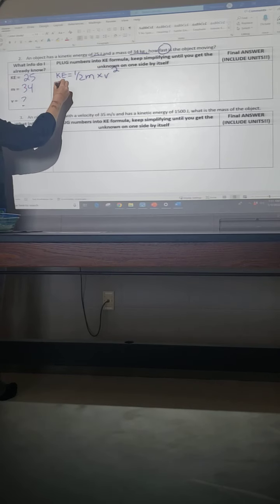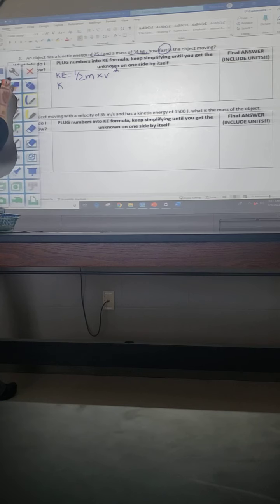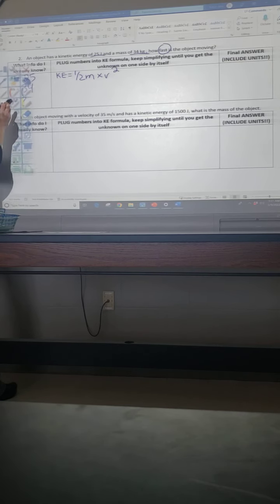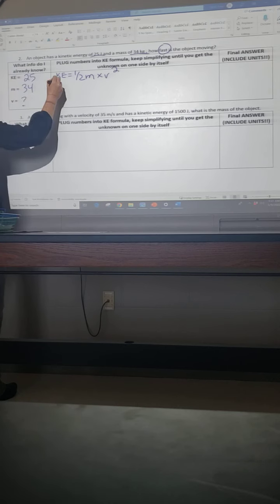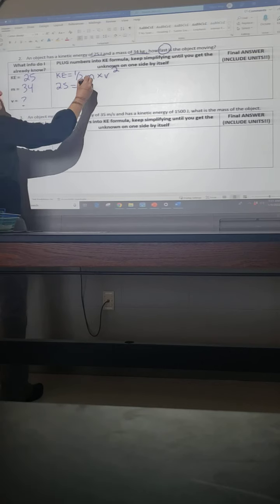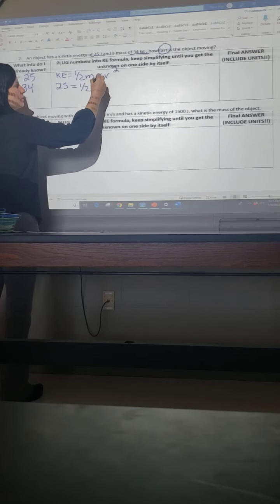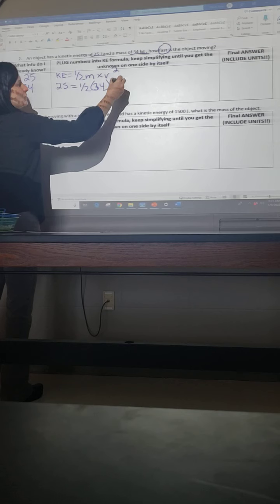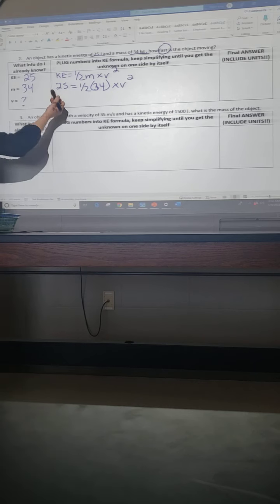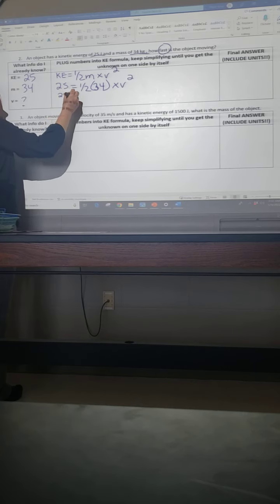Now I'm gonna start plugging things in. My KE is actually 25, and I know that, so I'm gonna fill that in. So 25 equals 1/2, my mass is 34. I don't know my V, and I have to make sure I still keep squaring it at this point. Okay, I'm gonna start simplifying. I can't do anything with the 25, so I just bring it down.